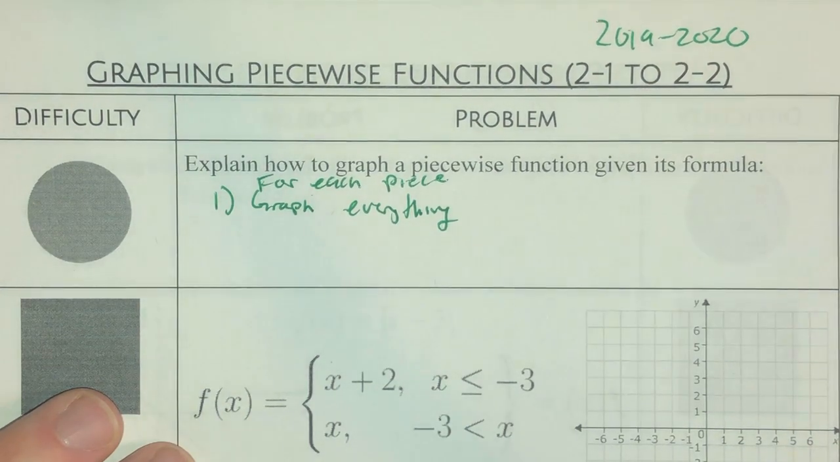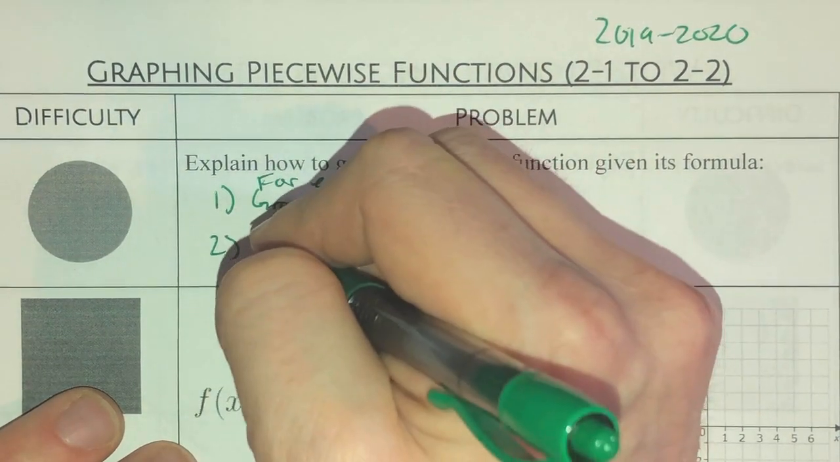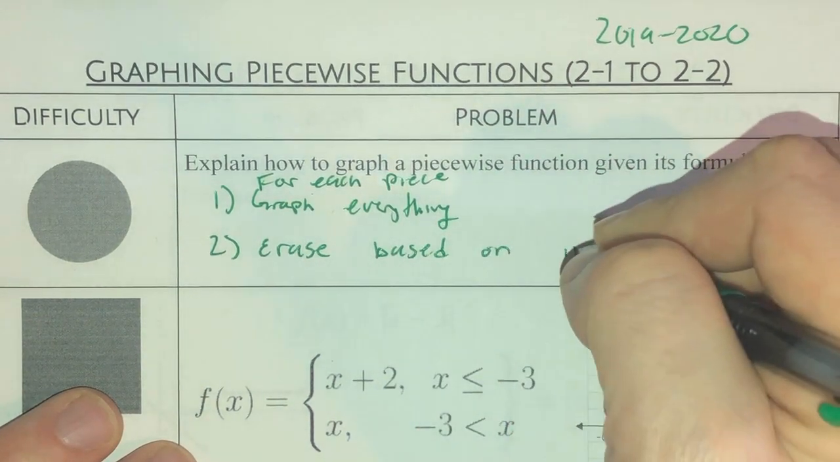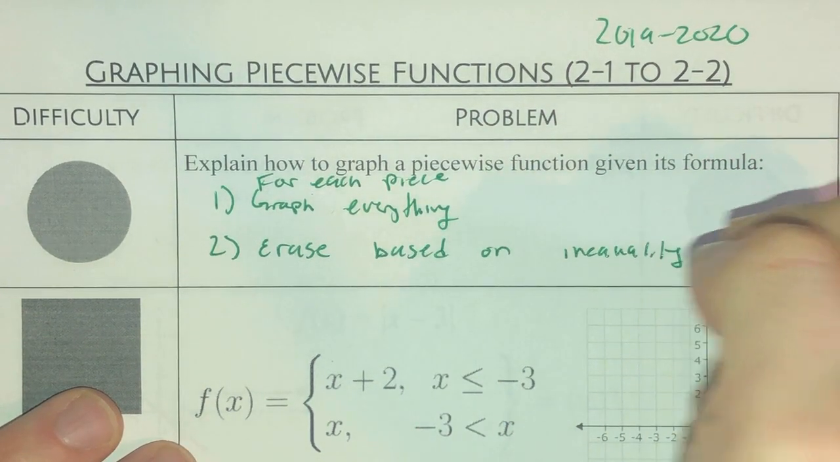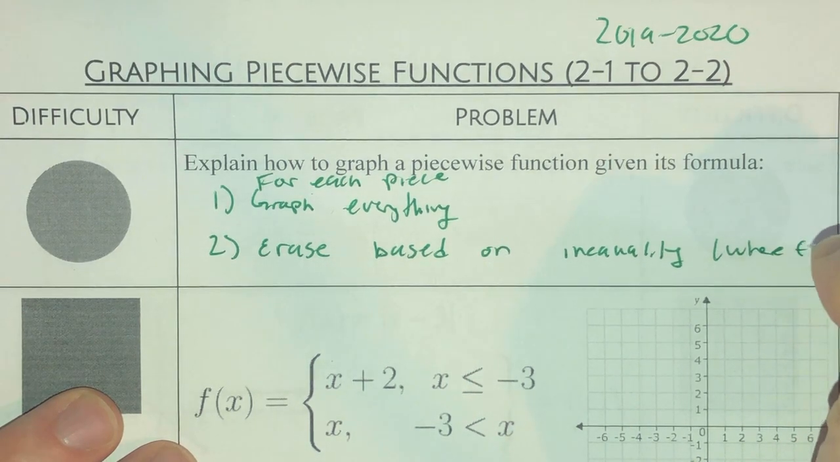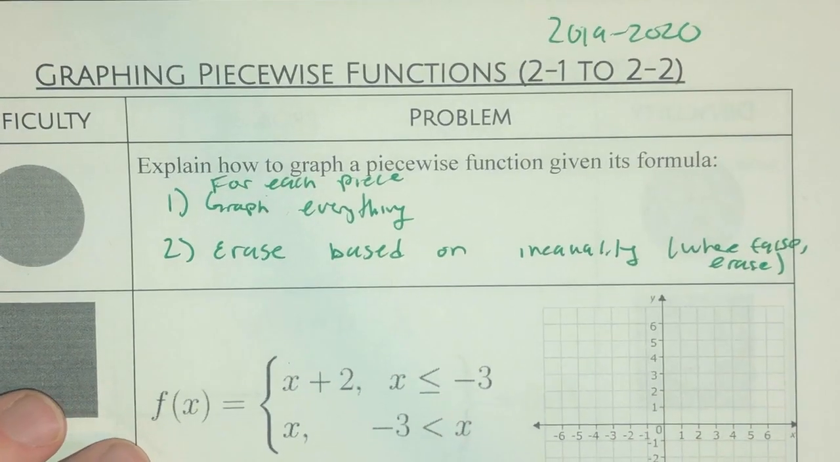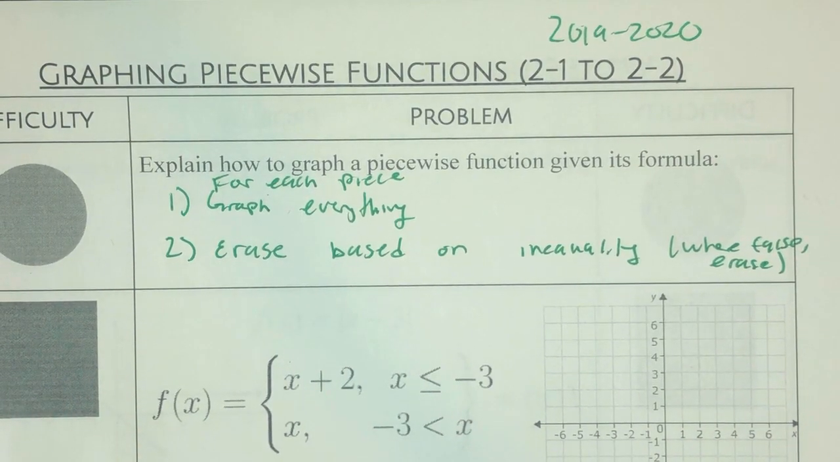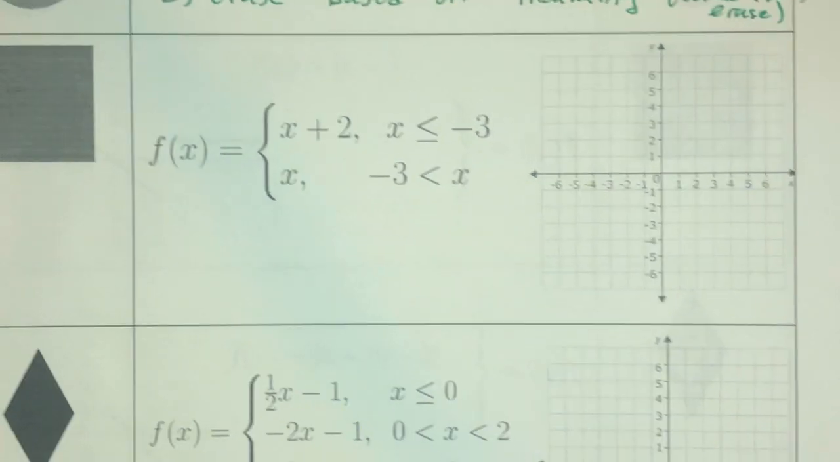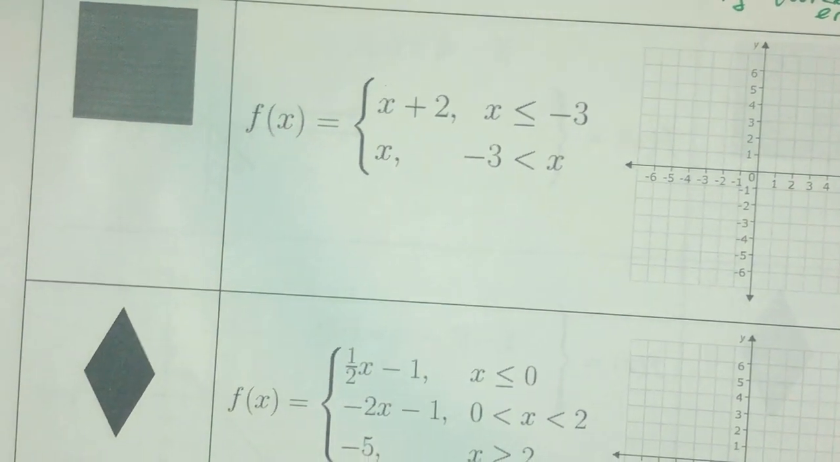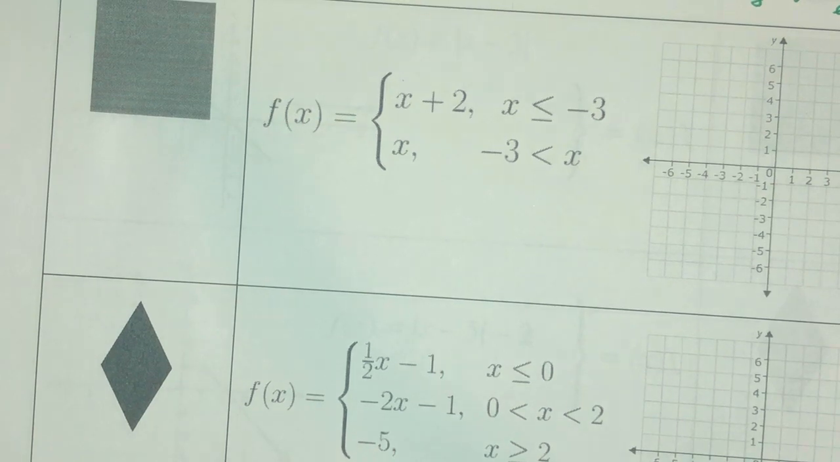Okay. Second, erase based on the inequality. Okay, so you erase where false, you erase. Okay? That's the basic steps. It's really helpful to be able to do this, and I'll show you with the eraser how to do this. Forgive me though, I just want to make sure my pencil is nice and sharp. Okay, so let's see how this works.